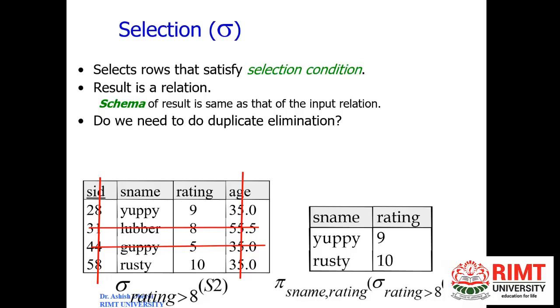We want to project only SNAME and rating only. So this will not be visible to you now, and this age again will not be visible to you now. Clear? So what will you remain with? You will remain with these things: Yuppie 9 and Rusty 10. Clear? So this is how we solve a complex query.